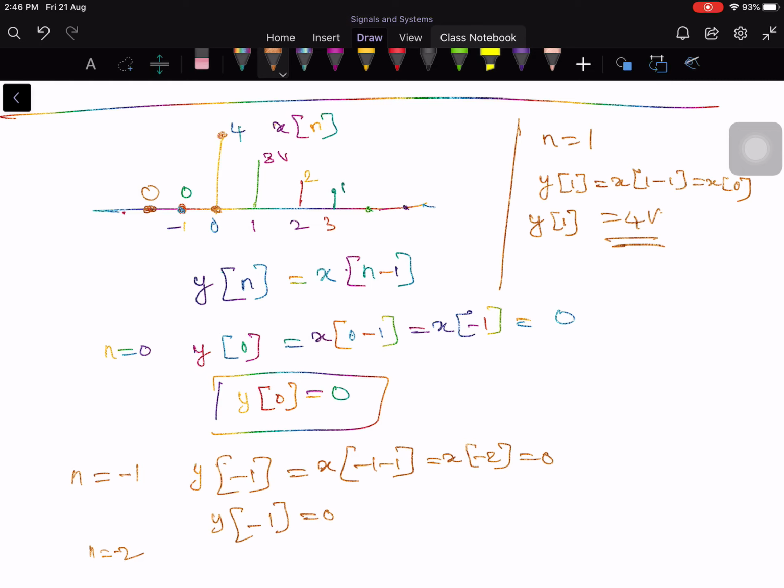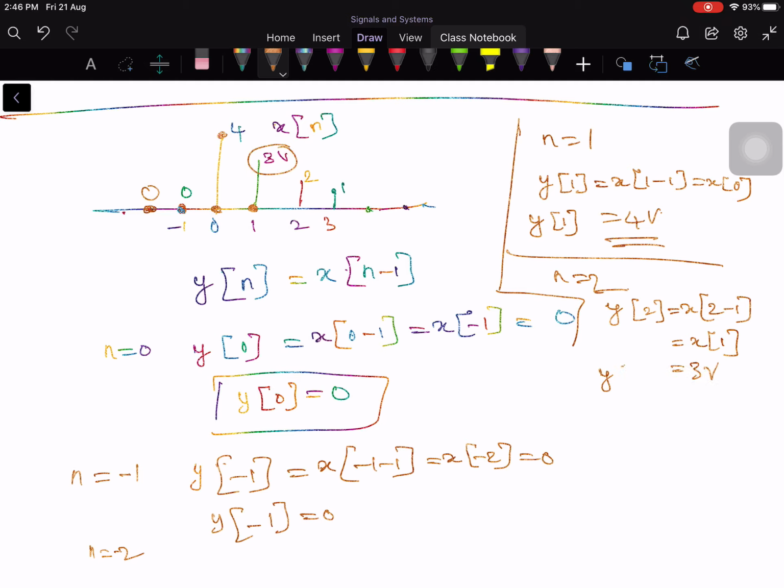Now substitute n is equal to 2, then y of 2 is equal to x of 2 minus 1, which is x of 1. At 1, when n equal to 1, x of 1, the value is 3. So it is 3 volts. y of 2 is equal to 3 volts.